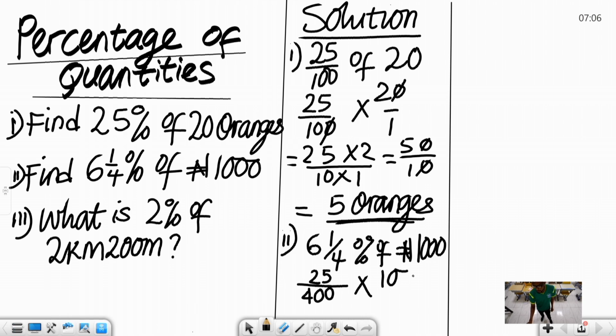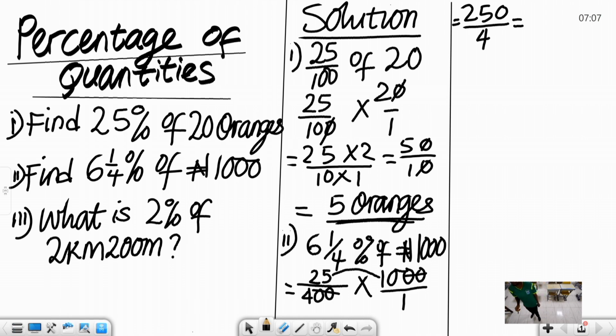multiplied by 1,000 divided by 1. So 2 zeros down, we cancel 2 zeros up here. So we are left with 25, multiply this and this. That is 25 times 10. That is 250 over 4.